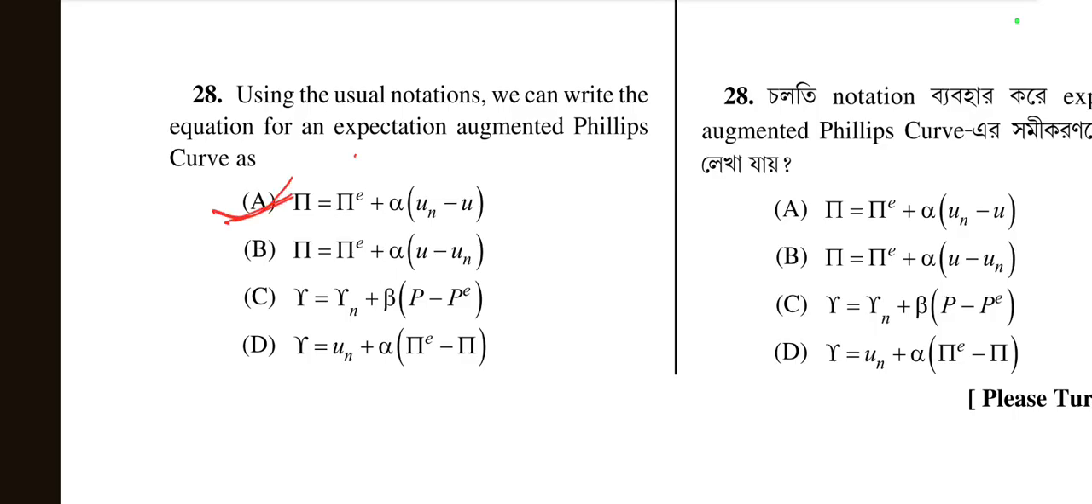This is the right notation for the expectation augmented Phillips curve, because it captures the relationship between inflation and unemployment, considering expectations of future inflation. This equation incorporates the actual inflation rate, pi, and the expected inflation rate, pi e. Then the unemployment rate u and the natural rate of unemployment, un. The coefficient alpha represents the sensitivity of inflation to deviations of unemployment from its natural rate. So option A is the right choice.